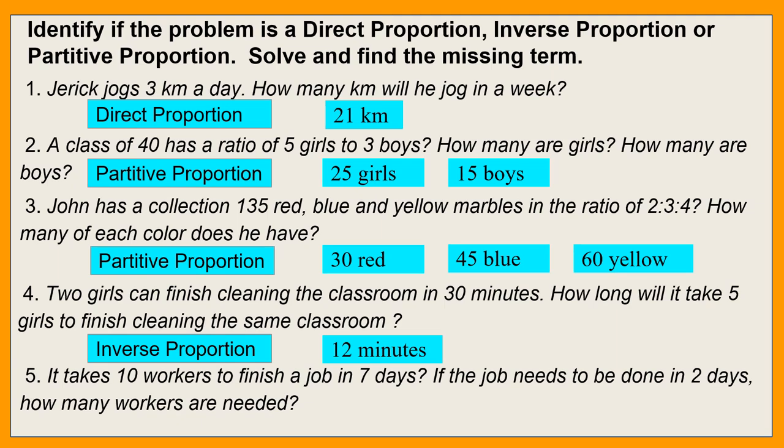It takes 10 workers to finish a job in 7 days. If the job needs to be done in 2 days, how many workers are needed? This is an inverse proportion and the answer is 35 workers.